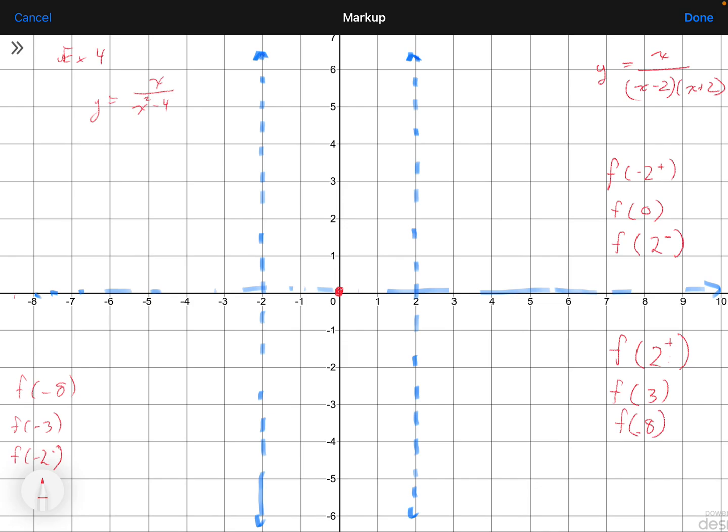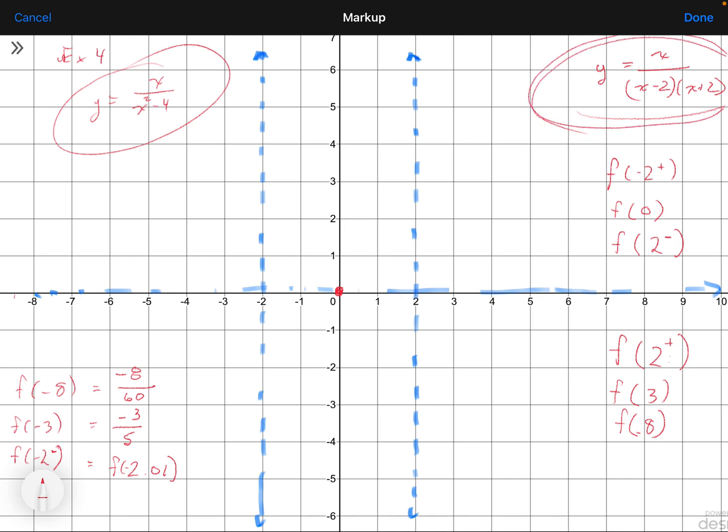All right, let's get in here. The f of -8. So plugging in x into my function here, when x is -8, I get -8 over 64 minus 4 is 60. The f of -3, I get -3 over -3 squared is 9 minus 4 is 5. Now the f of -2, that is on the negative side, I'm going to treat this like the f of -2.01.